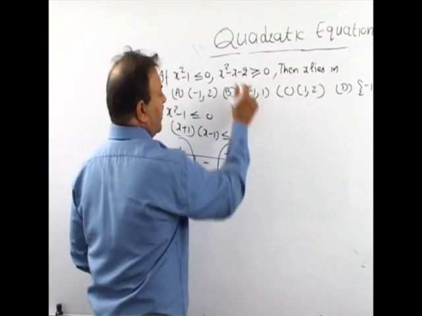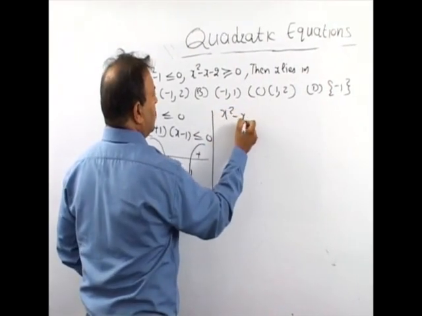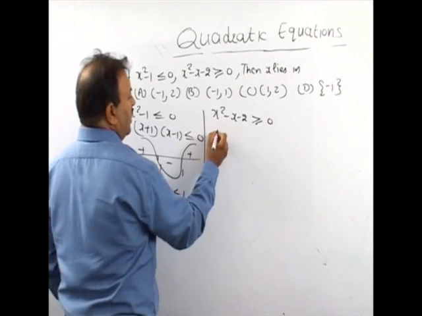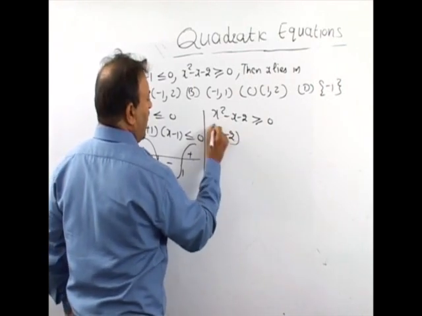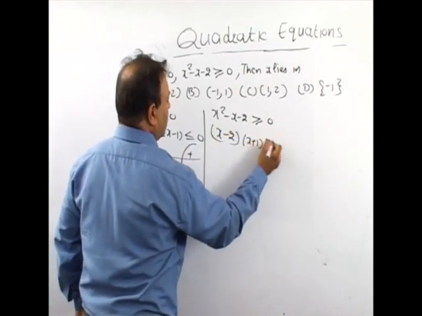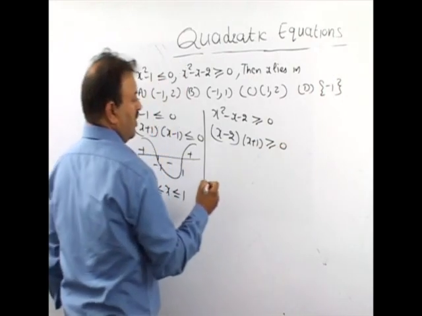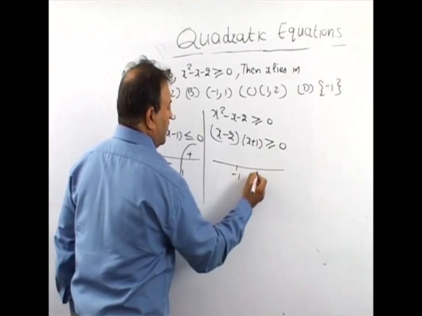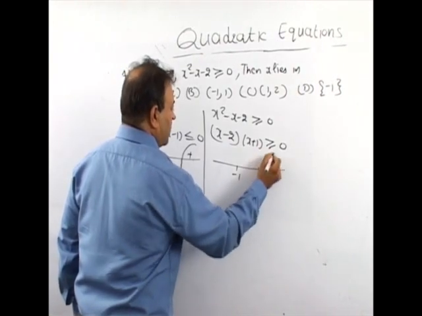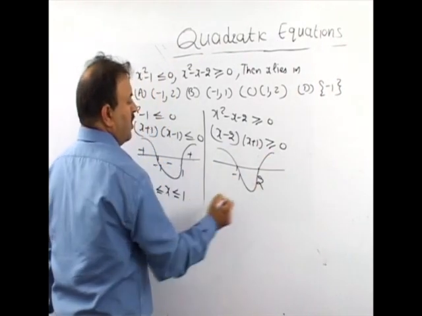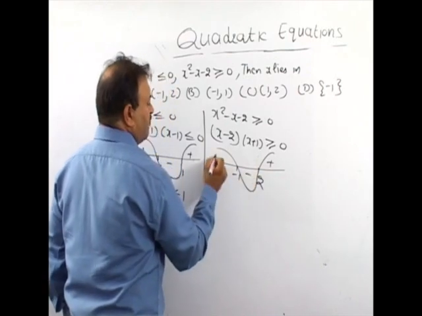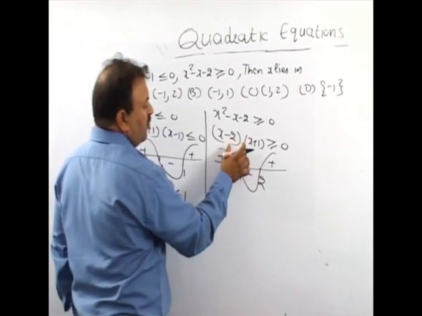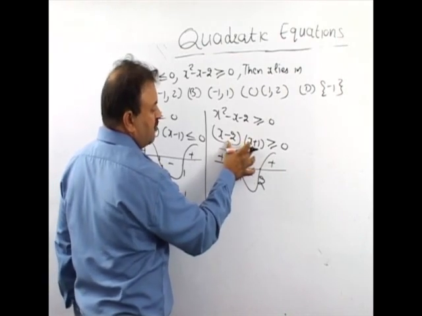We take up another case, x square minus x minus 2 greater than or equal to 0. Then (x minus 2)(x plus 1) greater than or equal to 0. Now we draw a number line. We got minus 1 and 2, and in the same way we got a parabola: positive, negative, positive. So we want the x where this expression is positive.